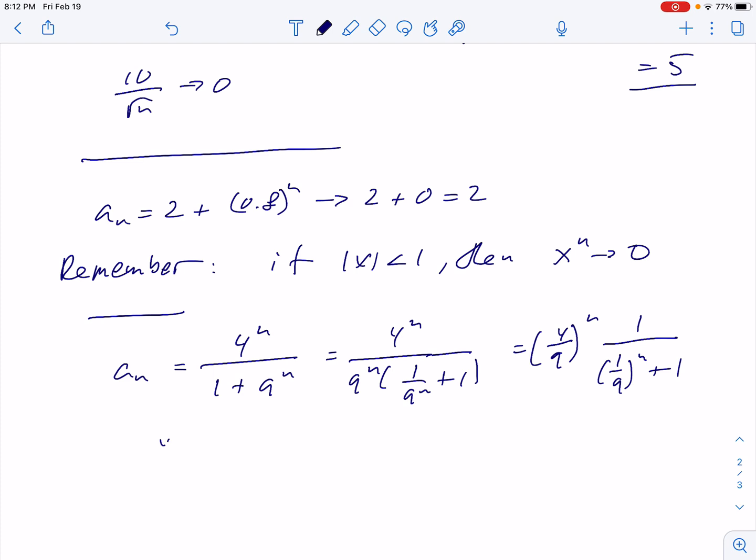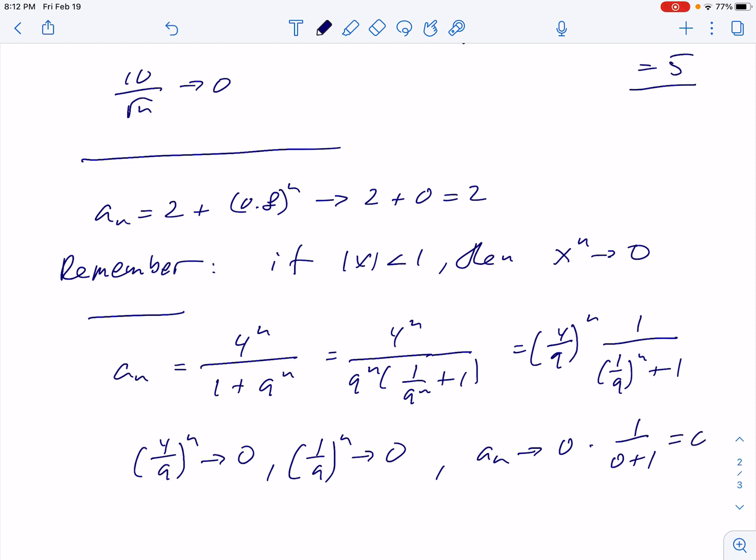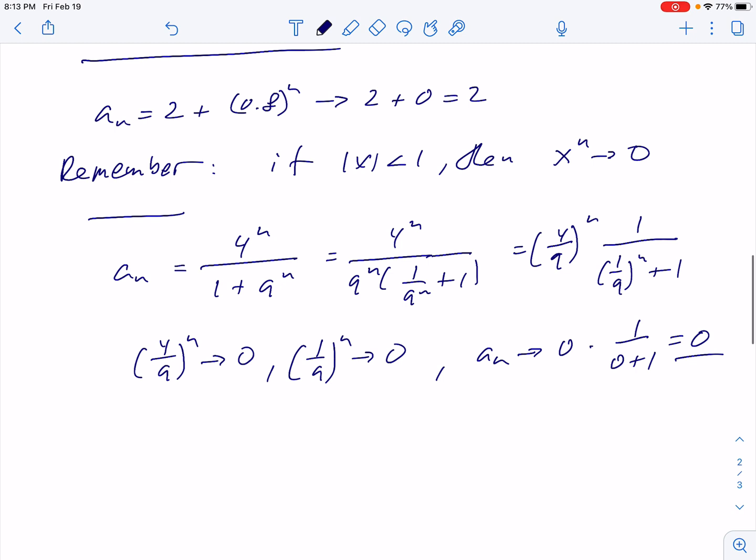So I'm actually rewriting the sequence in appropriate form. Now I can tell that 4/9 to the power n will approach 0. 4 over 9 is less than 1. 1/9 to the power n also approaches 0. Now we can compute the limit of a sub n. A sub n will approach 0 multiplied by 1 over 0 plus 1. 0 times 1 is 0. So the limit here is 0. And this is the correct way to organize your work: write the sequence in appropriate form so that we can use our basic sequence.